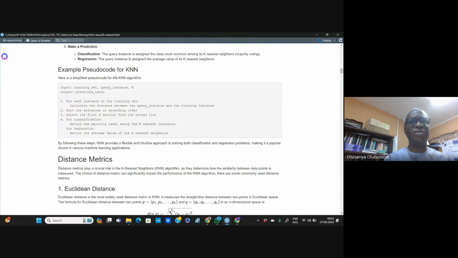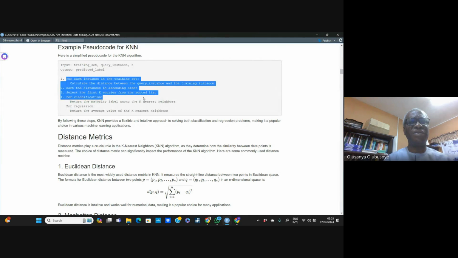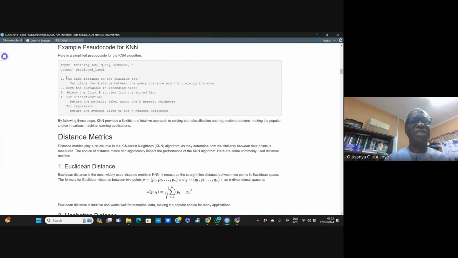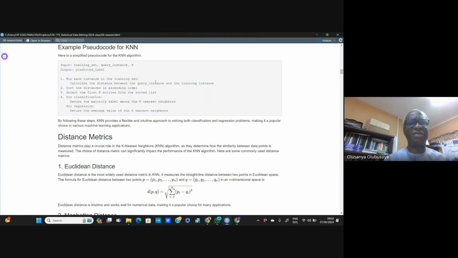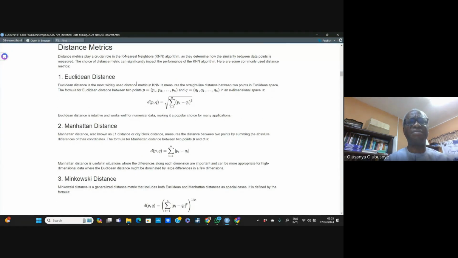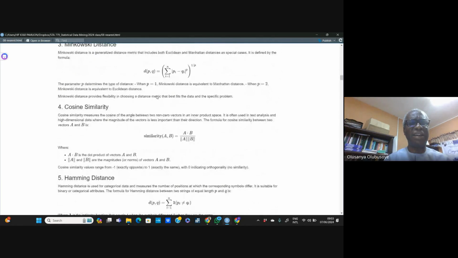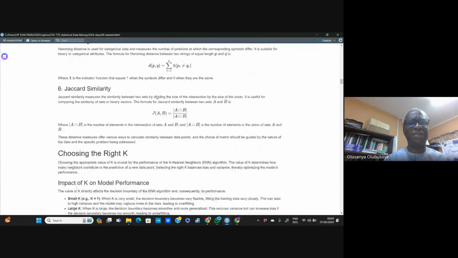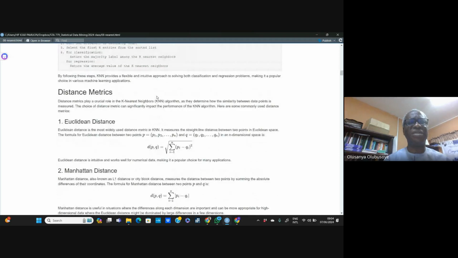And this is a pseudocode for KNN. If you want to write the code yourself, you can just follow from these steps. So we will talk about distance measures. There are about 6 or so distance measures that we talk about.